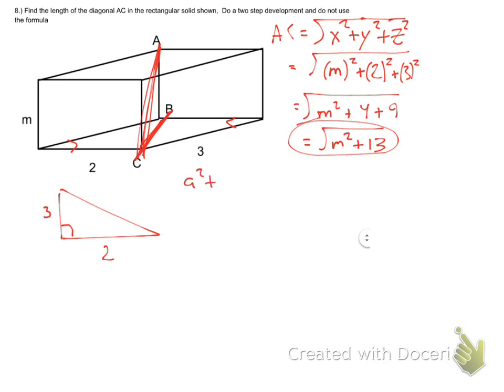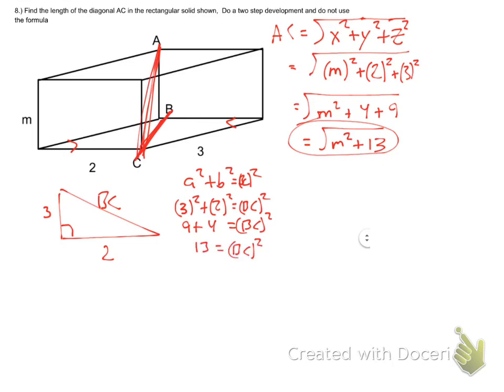So if I use a squared plus b squared equals c squared, we'll call the hypotenuse BC, because it is the distance from B to C. You would have 3 squared plus 2 squared equals BC squared. That's 9 plus 4 equals BC squared. And what's 9 plus 4 again? 13. 13 equals BC squared, and take the square root. So this thing is equal to the square root of 13, and I can put it here. Square root of 13.